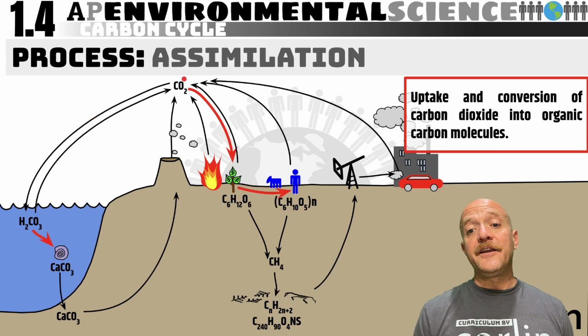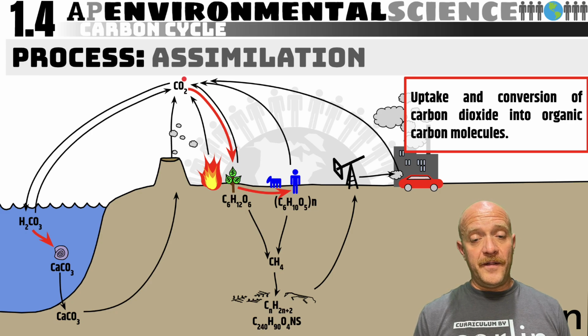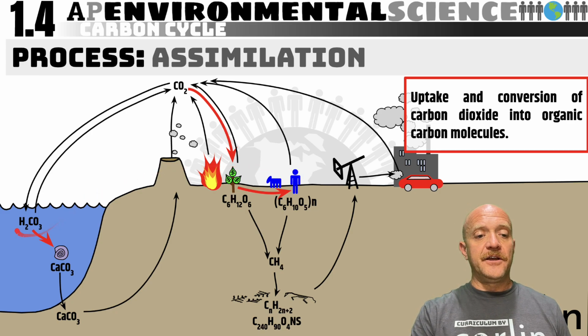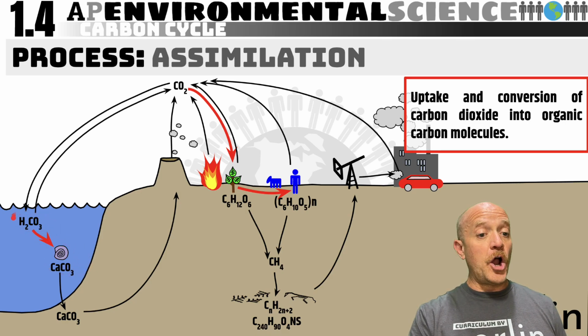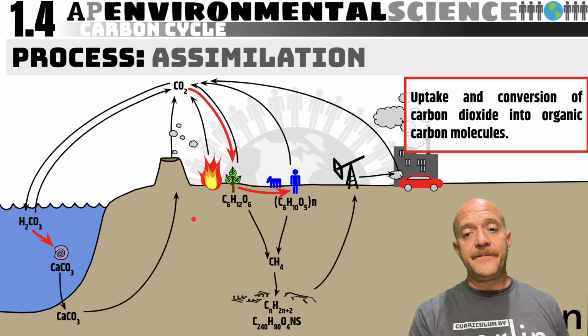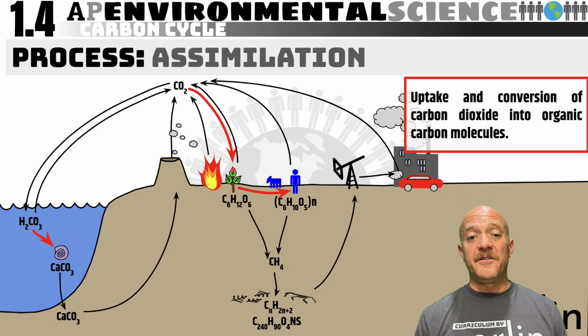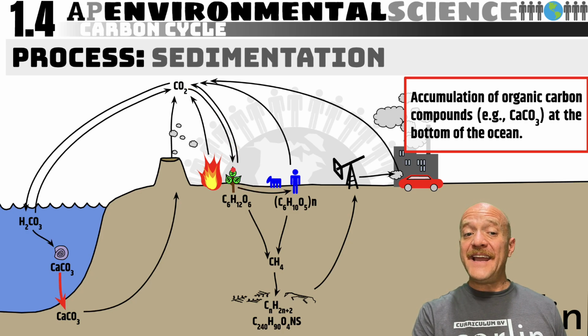Assimilation is the uptake and conversion of carbon dioxide into organic carbon molecules. Basically, when you eat something that has carbon in it, for us anyway, for consumers, you're taking that carbon and making it part of your body tissue. Assimilation occurs in the ocean when marine invertebrates take carbon dioxide or the carbonic acid, or take the carbonate and make calcium carbonate skeletons. Assimilation occurs when plants take in carbon dioxide and make glucose and other molecules like starches and other complex carbohydrates like lignin.